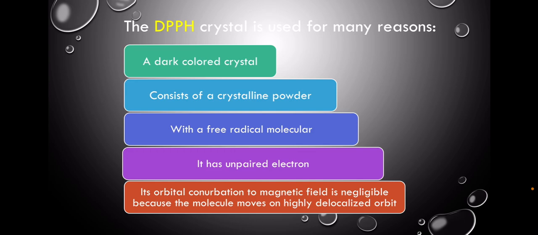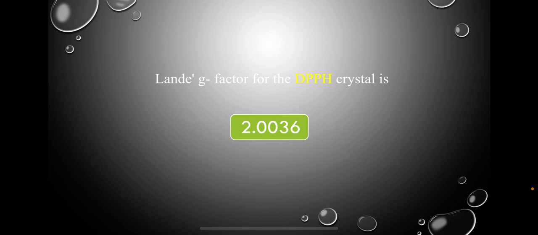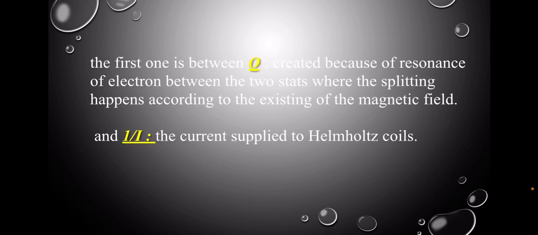Okay, the DPPH crystal has many properties. The first one, it's a dark colored crystal. It consists of a crystalline powder, and it has free radical molecules, and it has an unpaired electron, which is the most important property for this material, and its orbital contribution to the magnetic field is not there. We cannot see it, okay? We ignore it. And the Lambda G factor theoretically is 2.036.